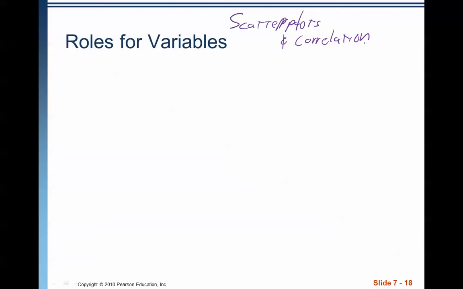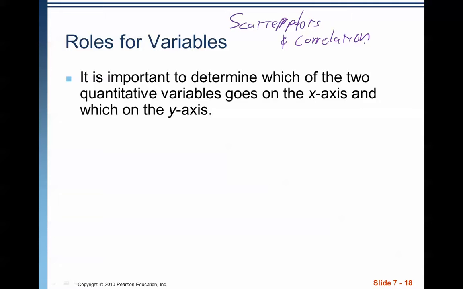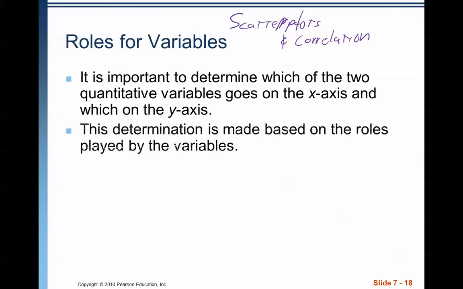First, before we define what correlation is here, though, let's talk really quickly about the roles that variables play. It's really important that when you are working with a scatter plot or two quantitative variables, you determine which variable goes on the x and which goes on the y axis. We make this determination based on the roles they play. What you're generally looking for is which variable is kind of determining the other variable.